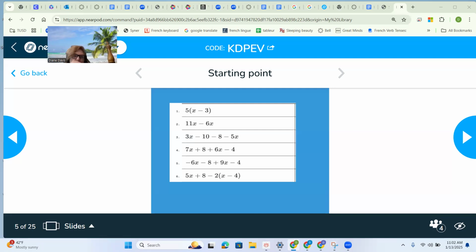Yep, good job. Good question. You combine the negative to get a negative 2x. Exactly. Negative 2x is correct. Negative 2x. And then what do you get for the numbers that don't have a variable?